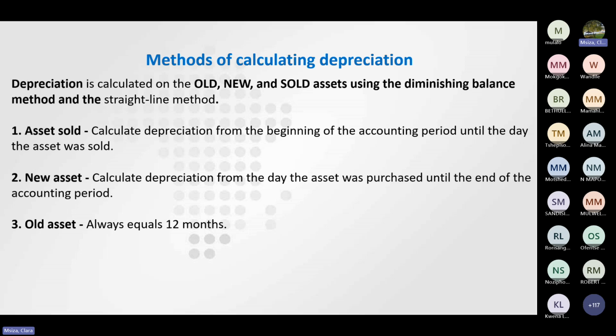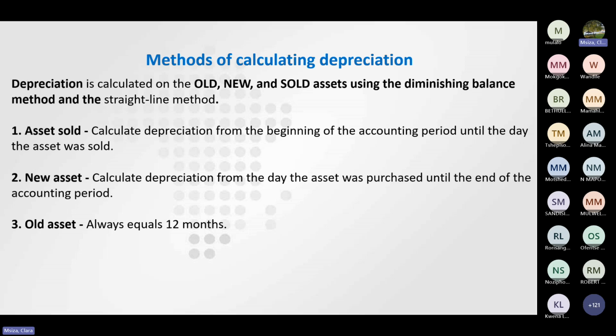So you need to check the asset that you're dealing with. Is it an old asset? Are we selling it? If we are selling it, when is it sold? So that you can know when to stop depreciating and how many months you need to use to apportion your depreciation for the current year.